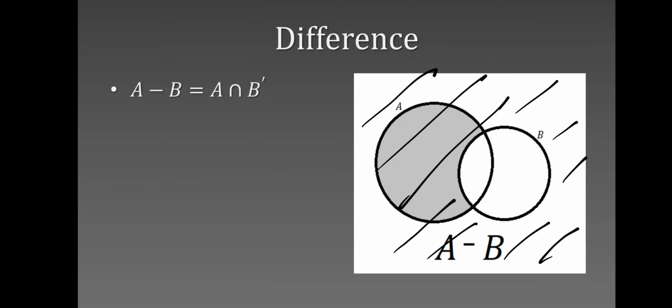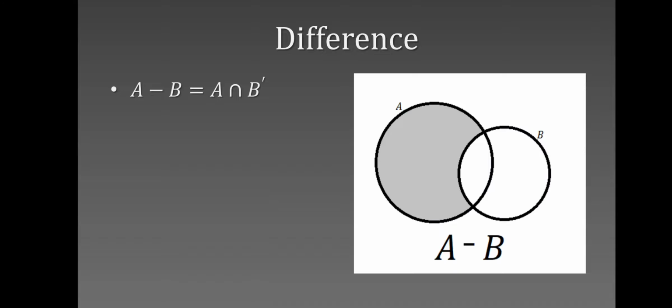It is anything but the set B. Now if you are taking the intersection with A, what are you left with? You are obviously left with this shaded portion. So that is how A minus B is defined. So A minus B is equal to A intersection B complement.